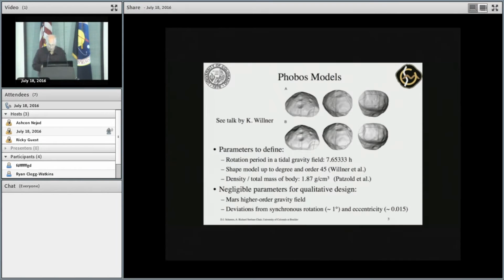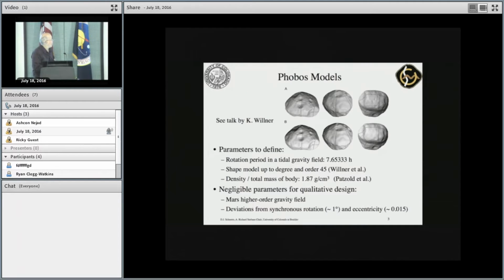For Phobos models, I'm just going to punt the description to Dr. Wilner's talk later on today, but we're using for most of our calculations the very accurate Phobos model that was developed recently, a shape model up to degree and order of 45. Sometimes we convert this into a plate model. Sometimes we can directly use the spherical harmonic description of the shape model. We have, of course, the rotation period and the tidal gravity field. And for the density, we use, I guess, a slightly old value of 1.87 from the Petzold et al.